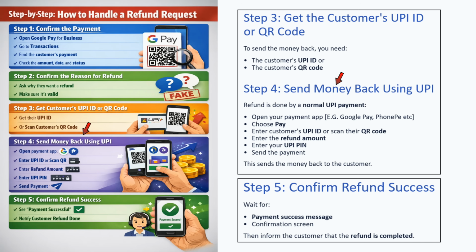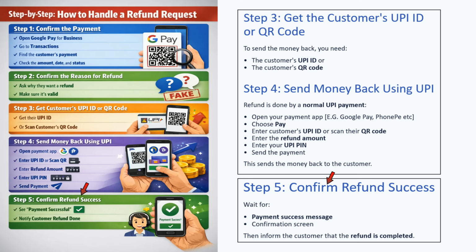Step 4. Send money back using UPI. A refund is done by a normal UPI payment. Open your payment app, for example Google Pay, PhonePe or Paytm. Choose Pay. Then enter the customer's UPI ID or scan their QR code. Then enter the refund amount, enter your UPI PIN, and send the payment. This sends the money back to the customer.